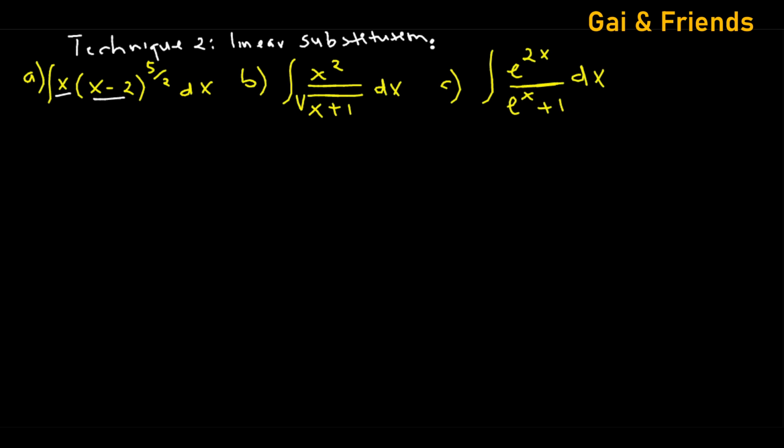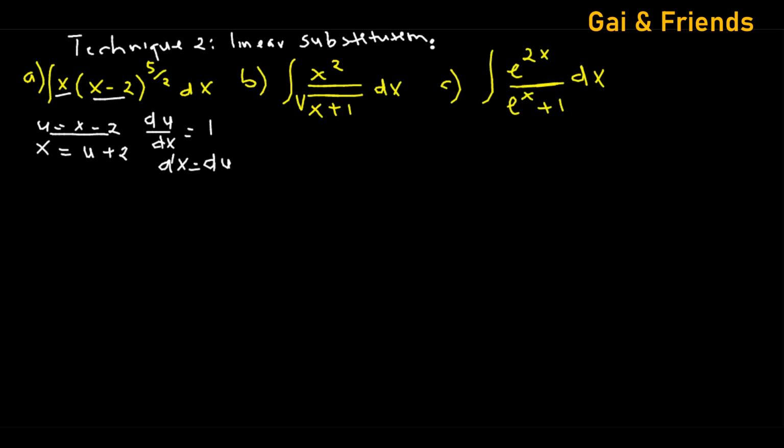And this is where this technique comes in handy, because here you are going to say let u be x minus 2, and then x will be u plus 2 when you make x the subject, and then you find the derivative of this, which is 1. du over dx is 1, and therefore dx is simply du.